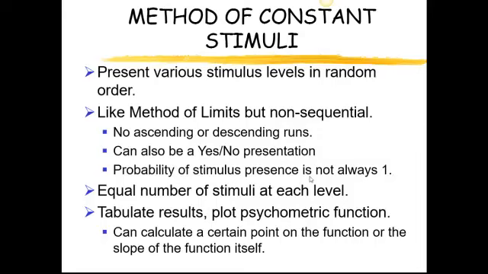So in this case, the probability of the stimulus being present is not always 1, because there may be some times where you don't present anything. There's an equal number of stimuli presented at each level. You present all of these stimuli, so there's a whole bunch that you have to present, and then you tabulate the results and plot a psychometric function. Then you can calculate a certain point on the function or the slope of the function itself.